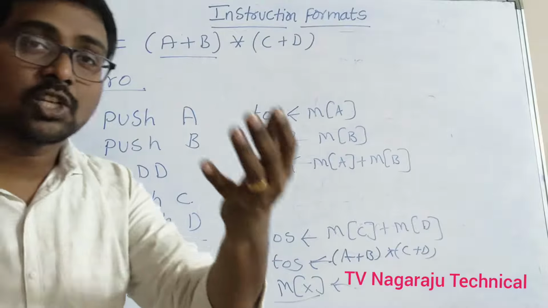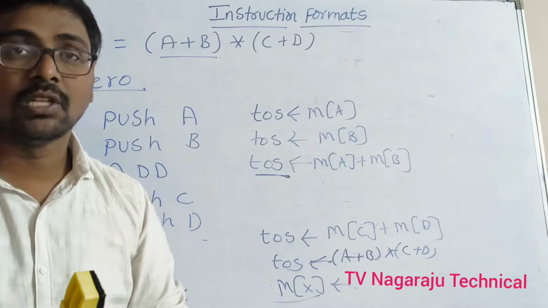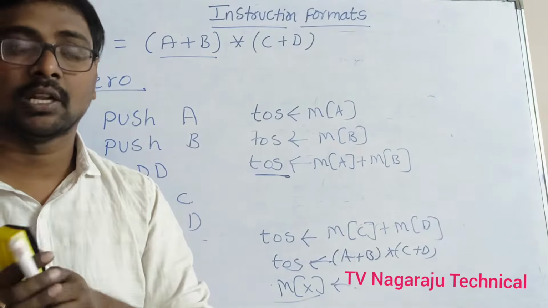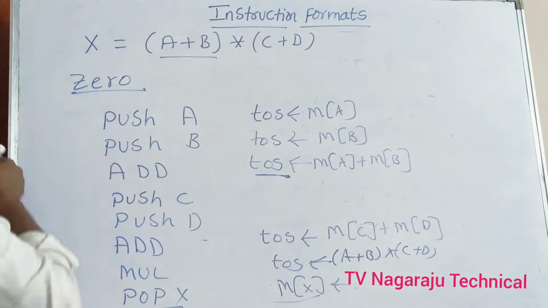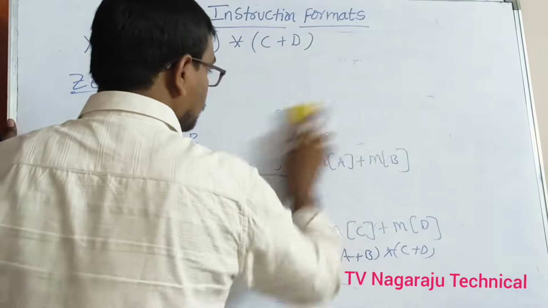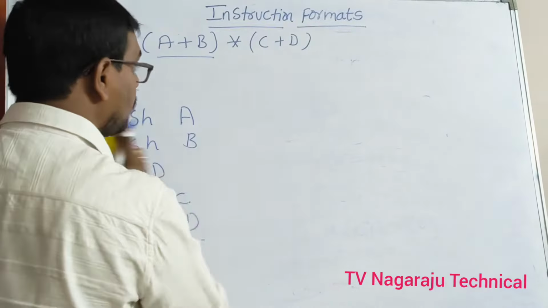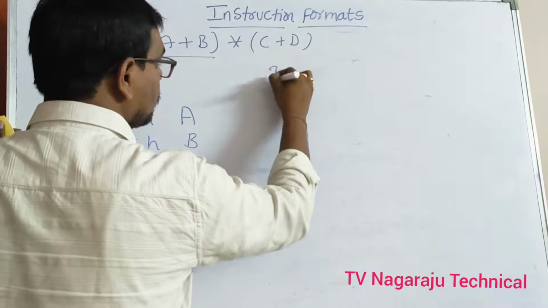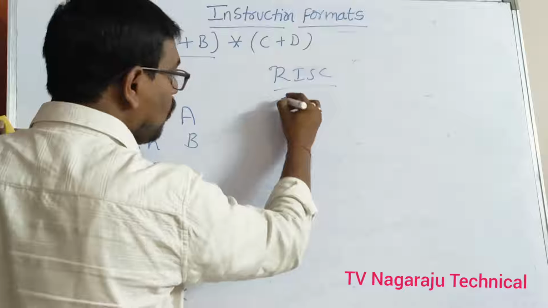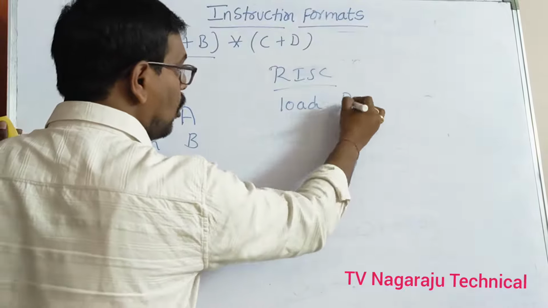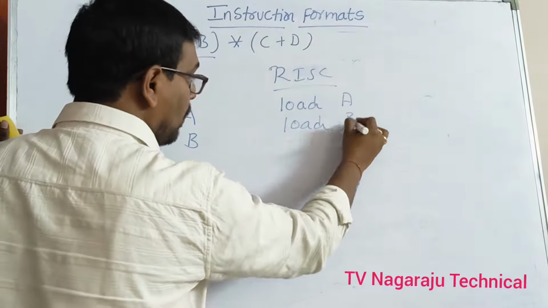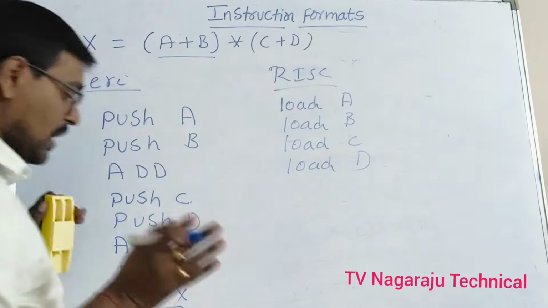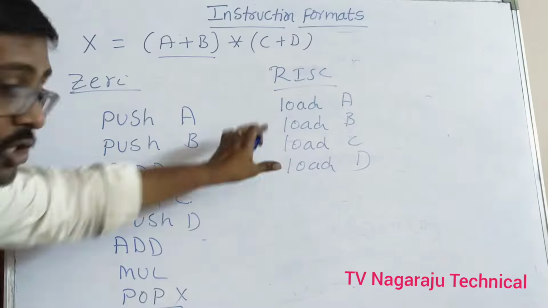We have RISC instructions also. RISC instructions in the sense it follows only load and store architecture. Anyway, I will explain that one also. Load A, load B, load C, load D. So first they do all the load operations.